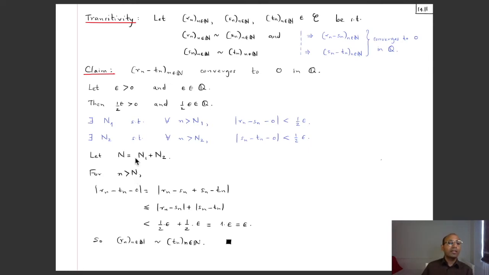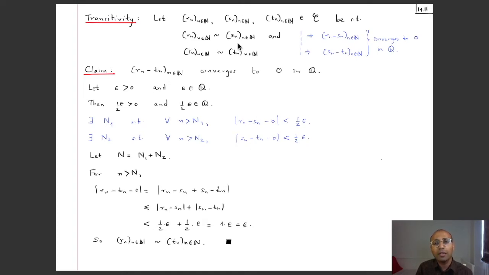So given any epsilon which is rational and positive, there exists an index capital N such that beyond that index the distance of the nth term of this sequence to the claimed limit, which is 0, is less than epsilon, and so we have proved that this sequence converges to 0 in Q, which is the same as saying that Rn is related to Tn.